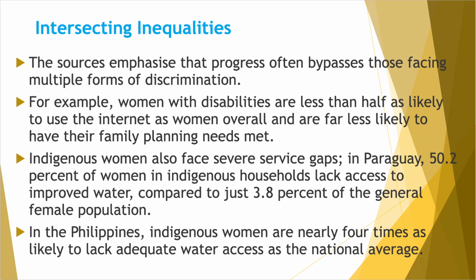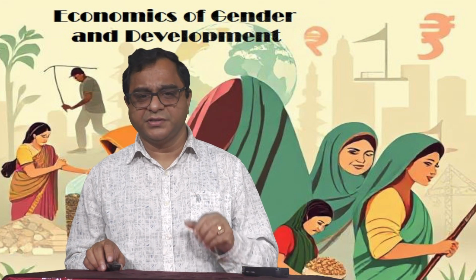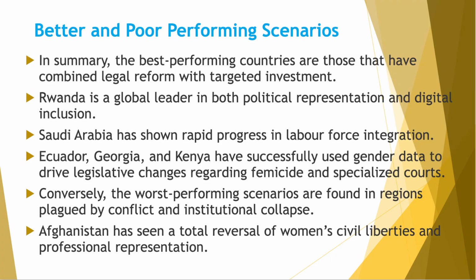And when we consider the better and poor performing states, we will see that the best performing countries are those that have combined legal reform with targeted investments. And here, countries like Rwanda are global leaders in both political representation and digital inclusion. And Saudi Arabia has shown rapid progress in labor force participation. And Ecuador, Georgia, and Kenya have successfully used gender data to drive legislative changes regarding femicide and specialized courts.